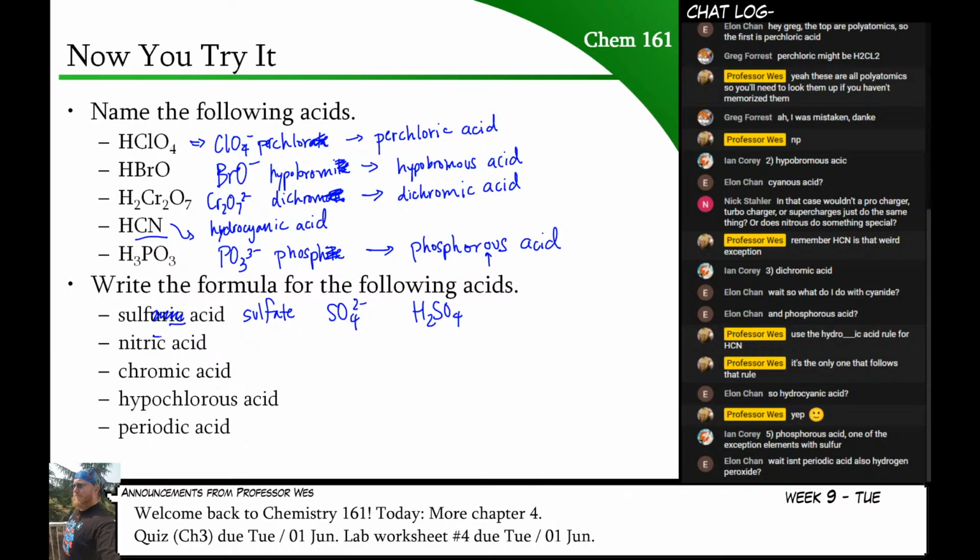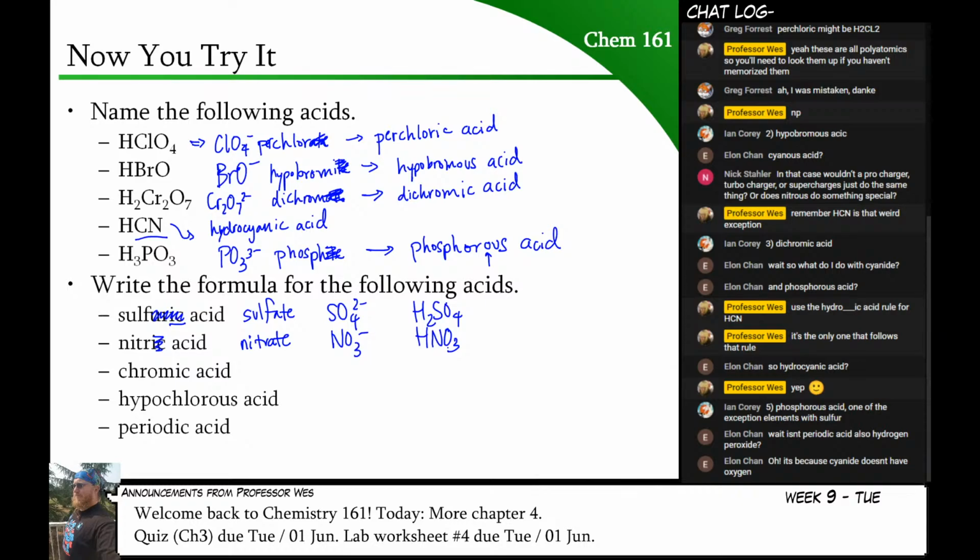Over here for nitric acid, I can get rid of the ic and say, oh, okay, that's nitrate. We'll write down what that is. Then I'll add enough H's to fill it in. For chromic acid, get rid of the ic. That becomes ate. Then we gotta go look up what chromate is. And then you can make the acid. I wrote the wrong letter.